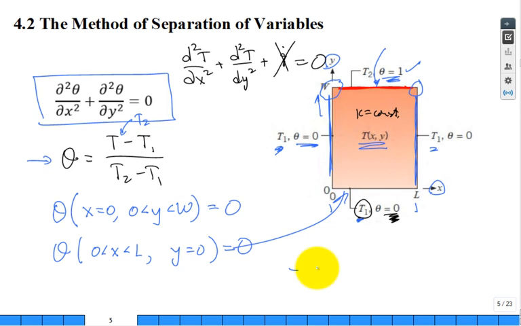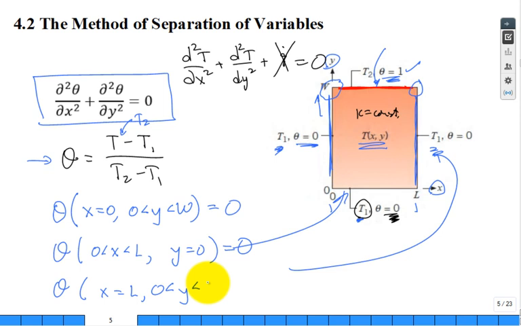That's that boundary condition. And on this side, they'll put theta at x equal to L for any y between 0 and W, that's equal to 0. And then in the top, I didn't leave enough room, so I'll write it up here, that theta at any x for y equal to cap W is equal to 1. Now you have 4 boundary conditions, 2 for the x, 2 for the y. You have a second order PDE.